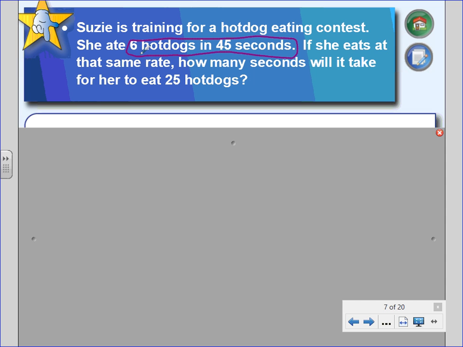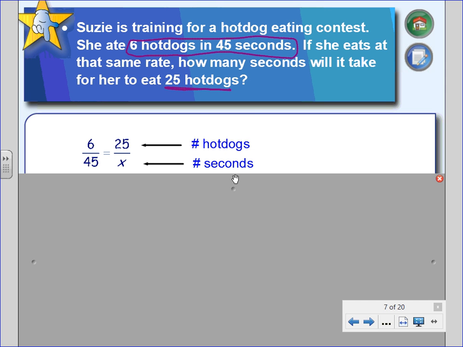And wherever I put the hot dogs, if I put it on top or on bottom, that part doesn't matter as much. What will matter is that I align hot dogs in the same place on the other side of my fraction. So here's what I'm talking about. If I chose to put 6 over 45, then I'm choosing to place hot dogs on top of seconds. So if I'm wondering how many seconds it will take for 25 hot dogs, well, I had hot dogs on top, so that's where I'll keep my 25, and I put my variable for the number of seconds that many hot dogs will take in the denominator.